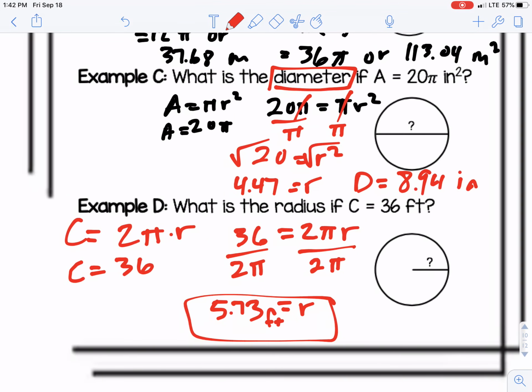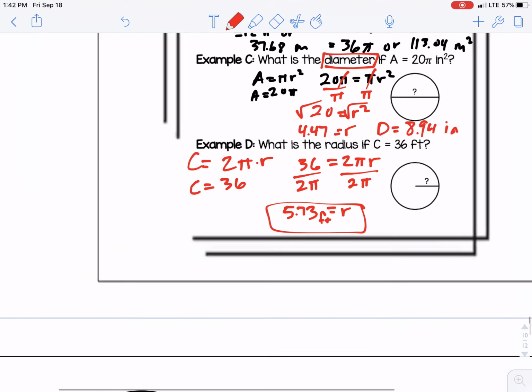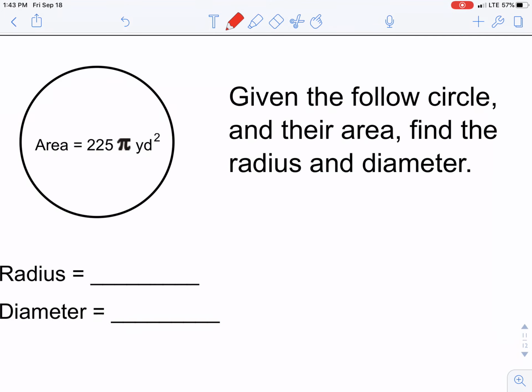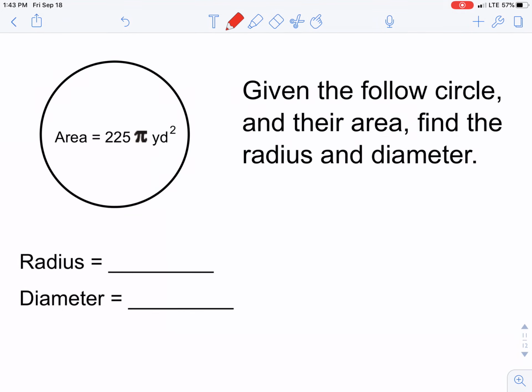All right, what if I asked what is the area if the circumference is 36 feet? Then you could take the radius, plug it into pi r squared, and get your answer for that. All right, given the following circle and their area, find the radius and diameter. So you guys go ahead, try to figure this one out on your own. Go ahead, pause the video, and then I will set up the equation here and go through it.